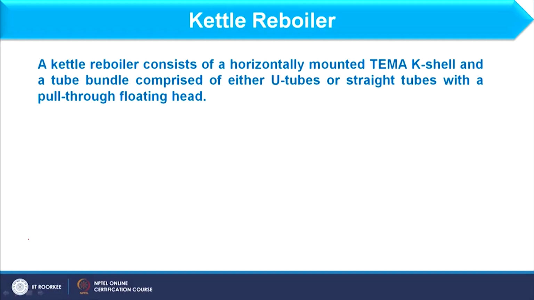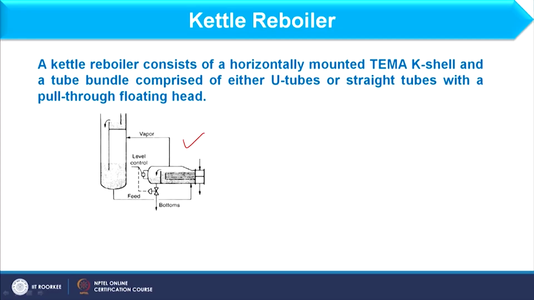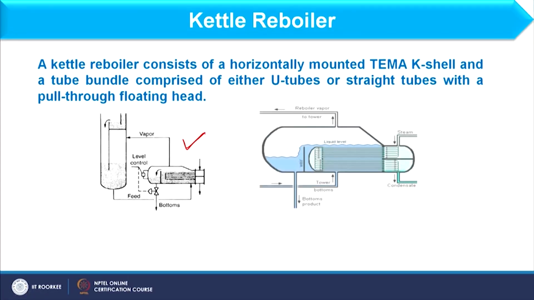As you know, a kettle reboiler is always placed horizontally, it will never be placed vertically, and it contains a K shell, where K derives from kettle. This is a specific type of shell which is used only for the kettle reboiler, because apart from the bundle it also includes the space for vapor liquid separation. This reboiler includes the bundle, which may have U tubes or straight tubes. This schematic we also have seen in the last lecture.